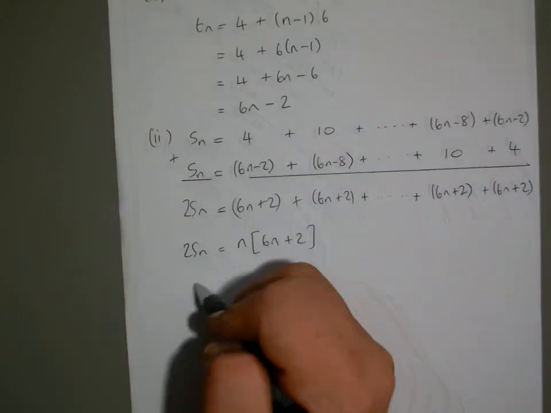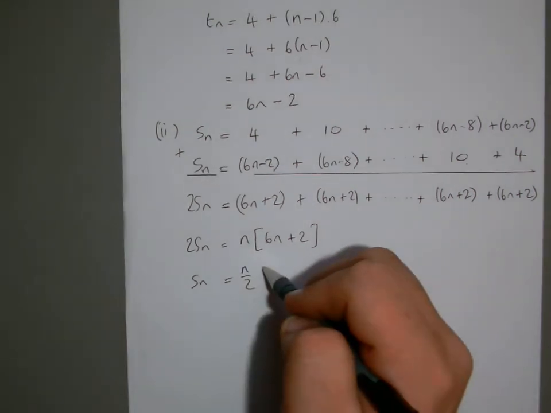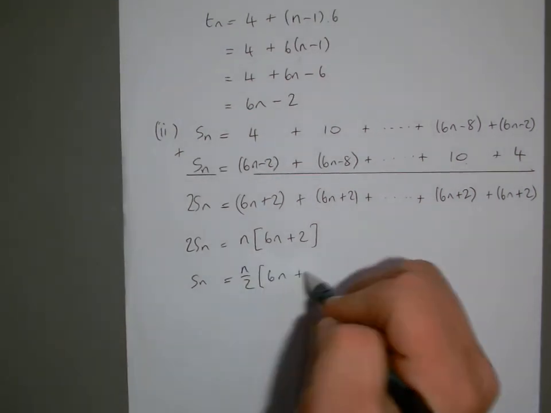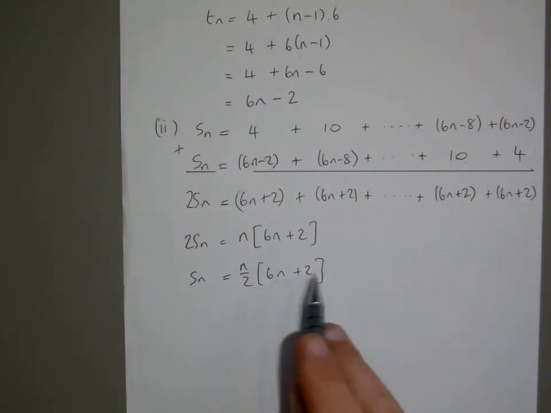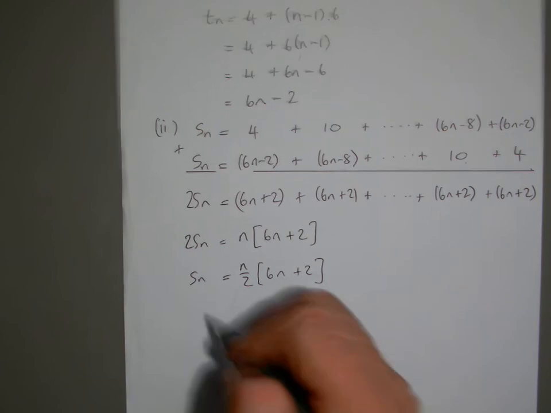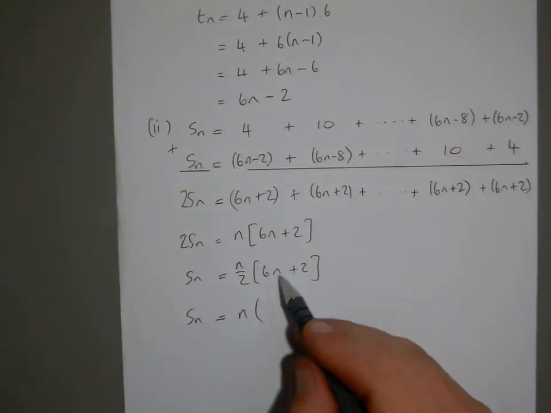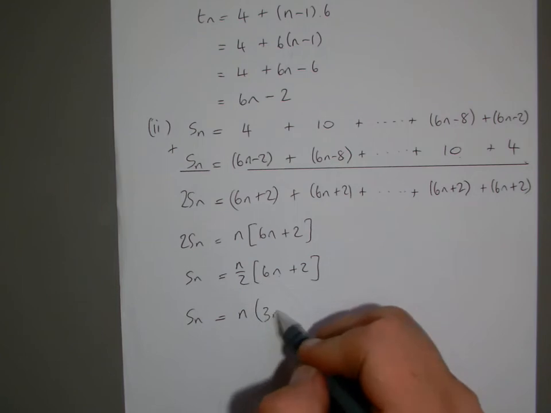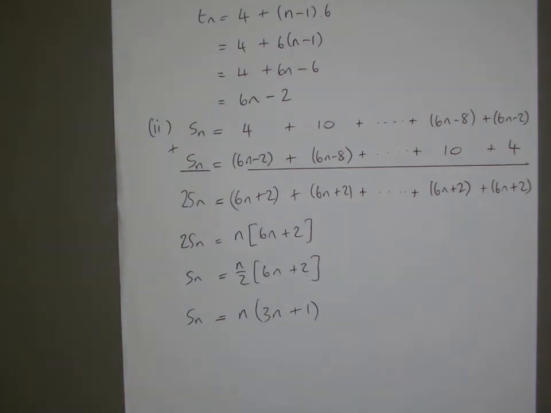Divide through by the 2 then. Because this is a half, and every term in here is even, we can multiply through by a half. Keep the n outside. 6n times a half is 3n. 2 times a half is 1. So we get exactly what they want.